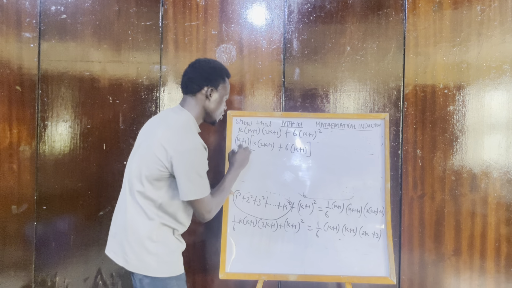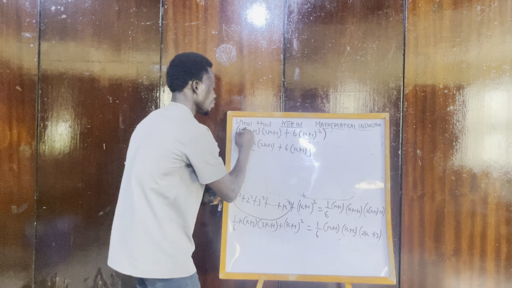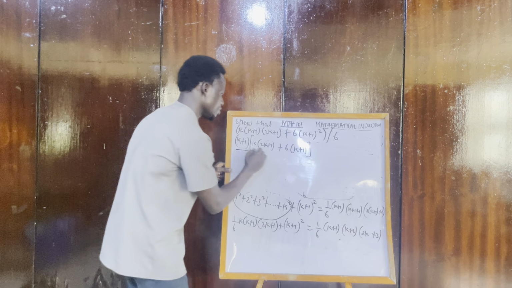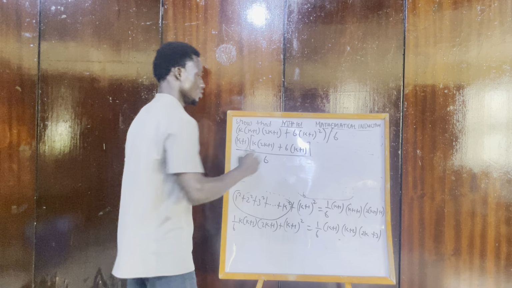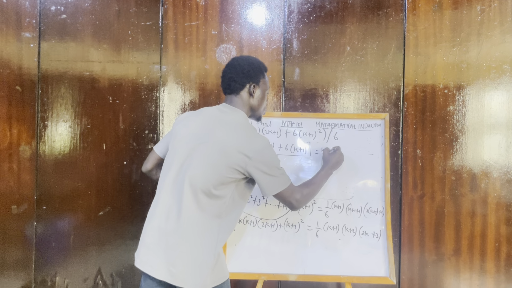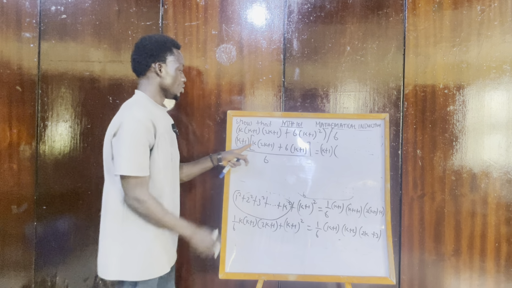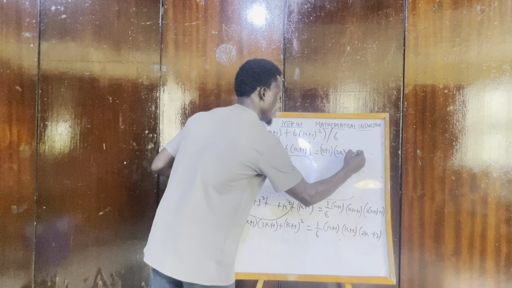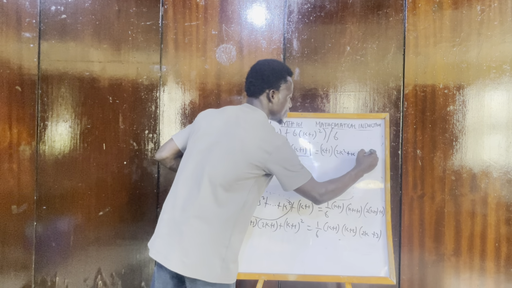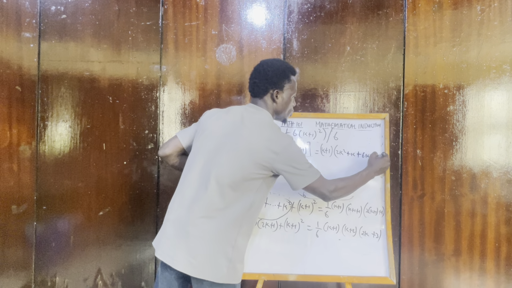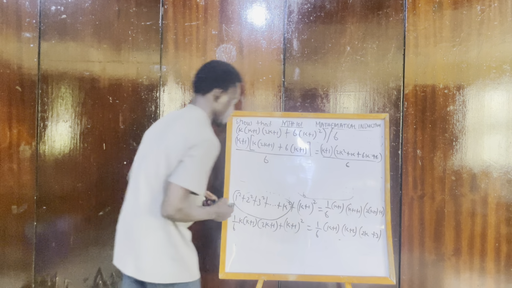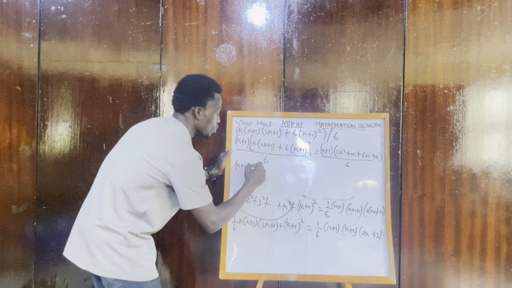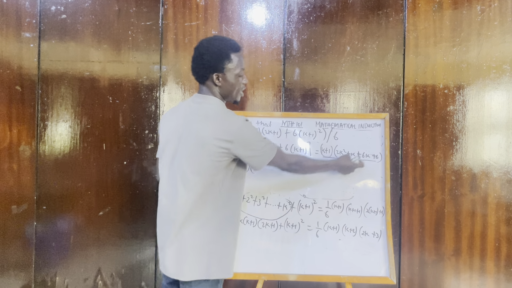So here you have, don't forget there is over 6, our LCM. So over 6, equals (k plus 1) into k times 2k, you have 2k squared. k times 1, plus k. 6 times k, plus 6k. 6 times 1, plus 6, over 6. So here you have (k plus 1) into 2k squared plus k plus 6k, that one gives you 7k.